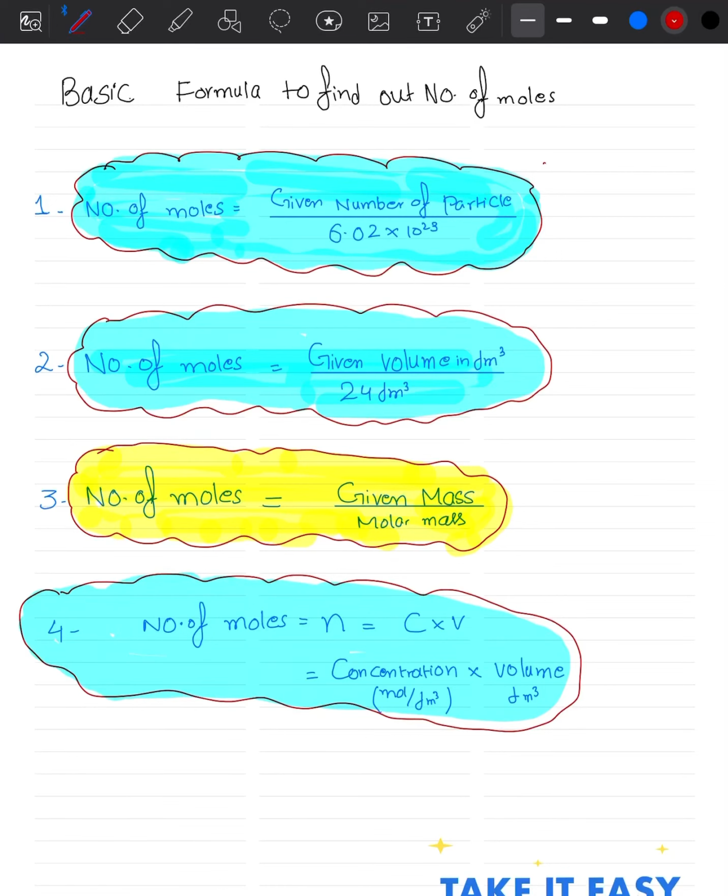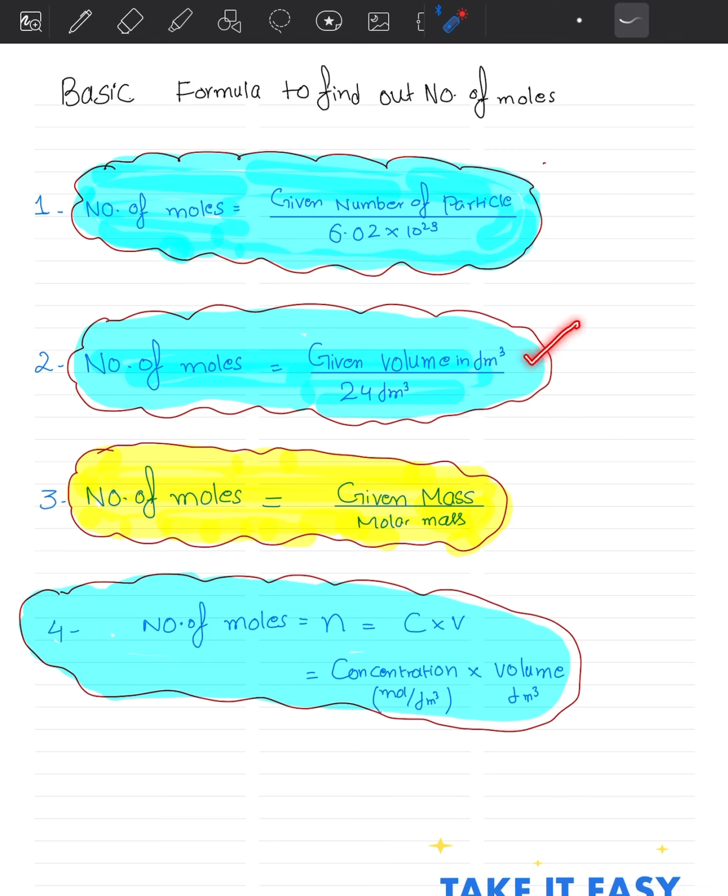Hello everyone. In the last video we covered the basic concept overview of the mole, and we covered these formulas: how to find the number of moles when the particles are given. Whenever you are given the number of particles, you just need to divide it by 6.02 × 10^23. You will get the number of moles.